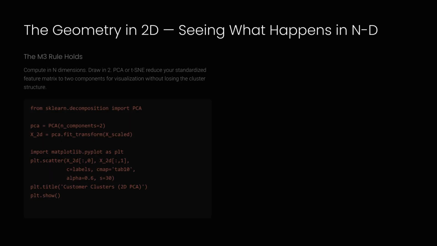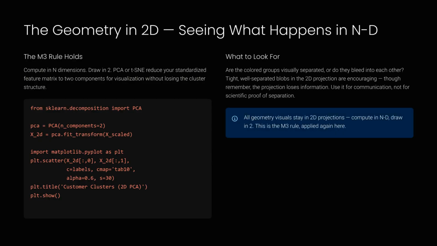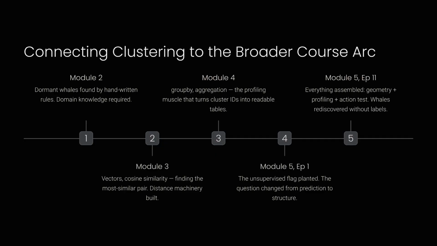To visualize high-dimensional data, we reduce it to 2D using PCA or t-SNE. Remember, compute in n dimensions, but draw in 2D. If the projected groups are well separated, it is an encouraging sign, but use these plots for communication, not scientific proof. Looking back, we see the course arc, from rule-based hunting in Module 2 to vector math in Module 3, and finally, using profiling muscle to interpret clusters today.